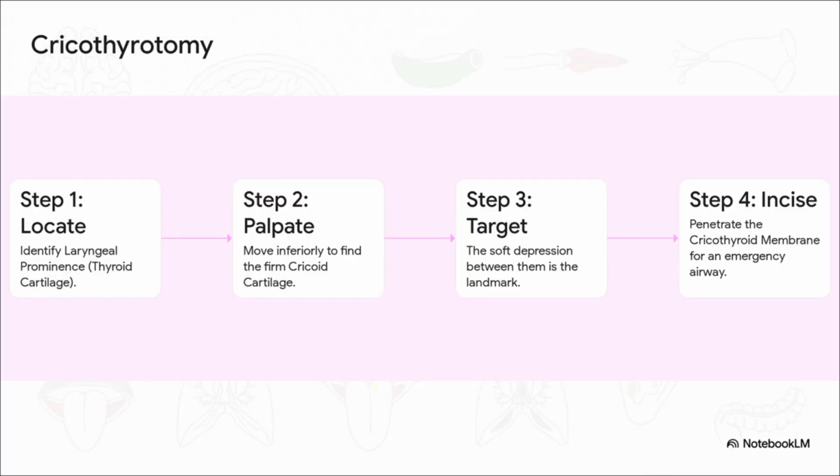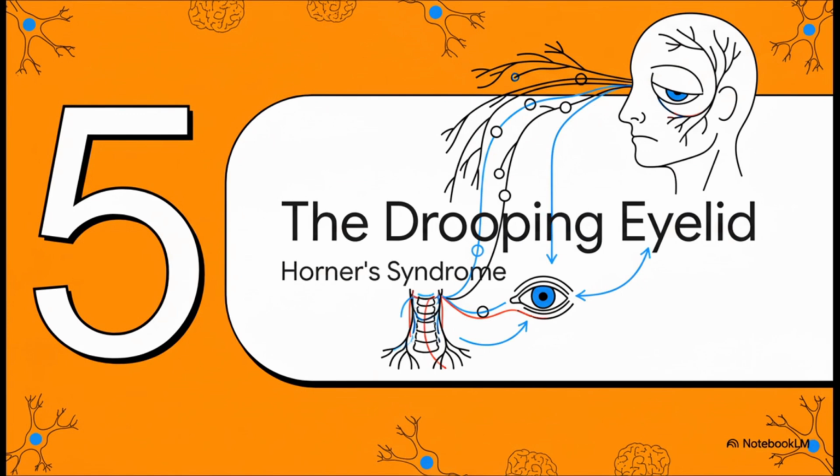And this same anatomy can be life-saving in an emergency. If you need to perform a cricothyrotomy, you start by finding the laryngeal prominence, the Adam's apple. From there, you just slide your finger inferiorly until you feel the next firm ring-like structure. That's the cricoid cartilage. The soft spot, that depression you can feel between those two cartilages, that's your target. That's the cricothyroid membrane. All right, for our final clinical vignette, let's explore the drooping eyelid.